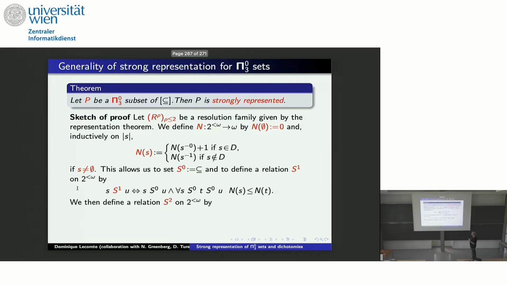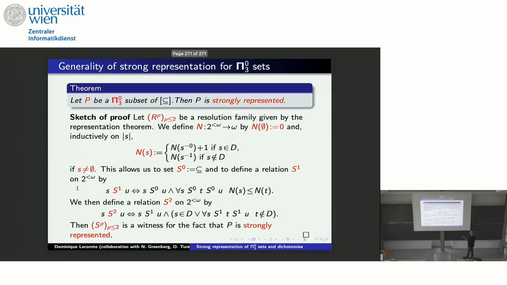Finally, we have to construct S2. What is S2? S and U are S2 related if they are S1 related, and if either S is in D or anything in between S and U with an S1 relation is out of D. And the thing is that this gives you a resolution family, which is a witness for strong representation. So any Pi03 set is strongly represented.